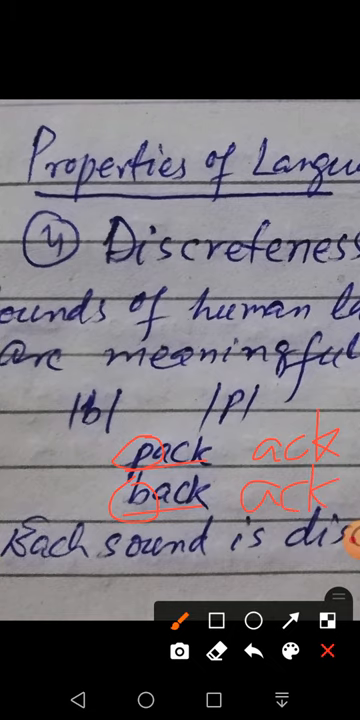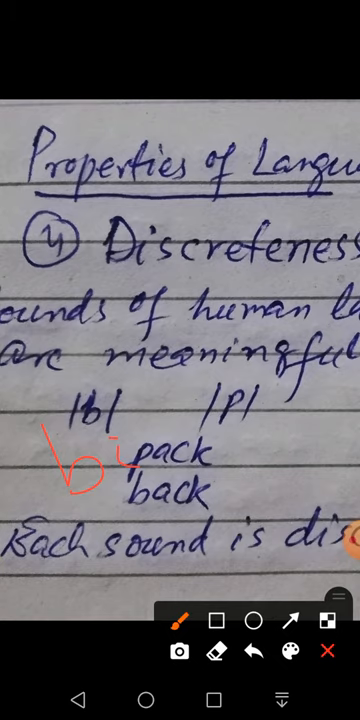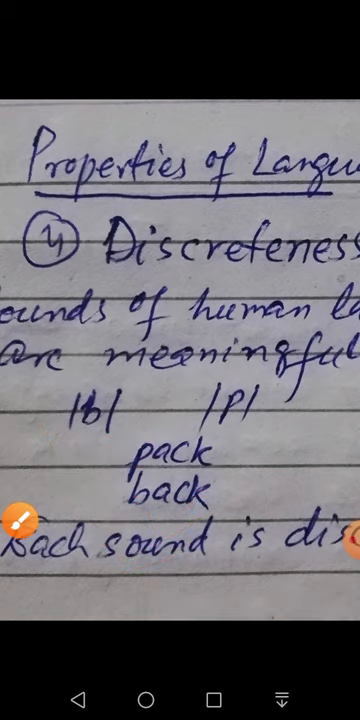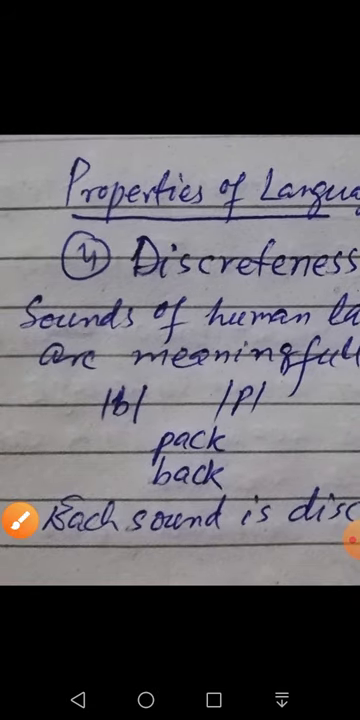The other letters, A-C-K, actually it is A, it is K, these three letters represent the same sound. As soon as we change pha with ba, we have a different word. So pack has a different meaning and back has a different meaning. Same is the case with bin and pin. When we change ba with pha, we have a new meaning, a new word. So this is known as discreteness, that every sound is discrete. And when another sound is brought in, the meaning changes. This is a very unique property of human language.